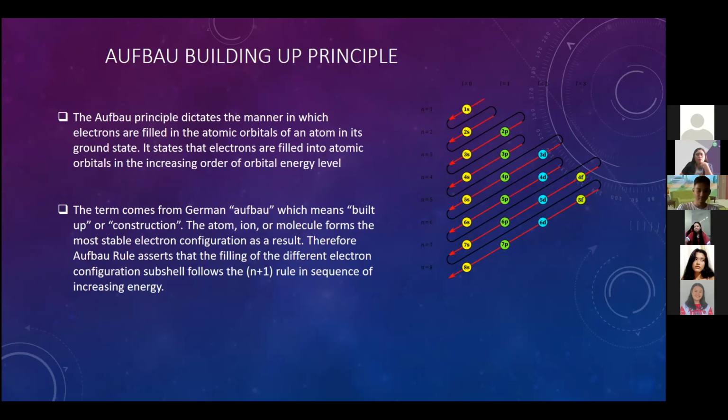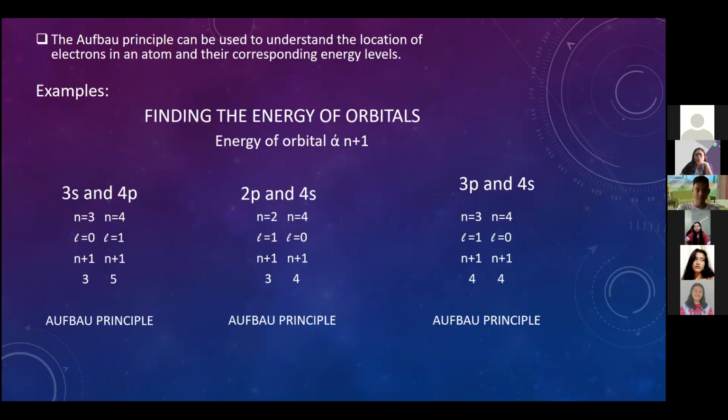Therefore, the Aufbau rule asserts that the filling of the different electron configuration subshells follows the n plus l rule in sequence of increasing energy. Next. The Aufbau principle can be used to understand the location of electrons in an atom and their corresponding energy level. So we can illustrate the Aufbau principle in finding the energy of orbitals. In finding the energy of orbitals, we use n plus l.